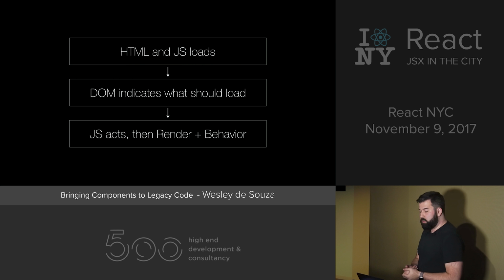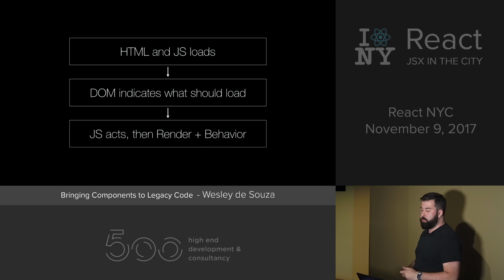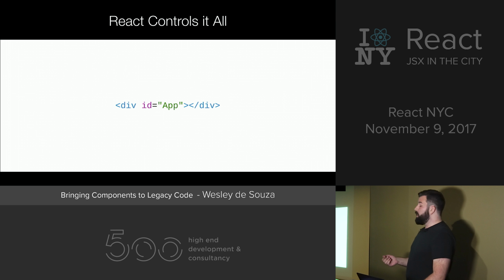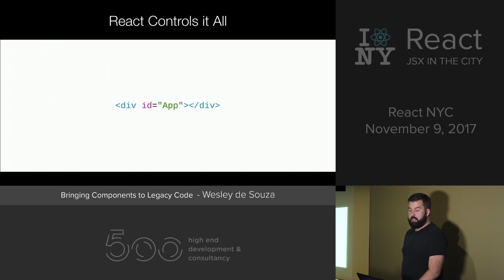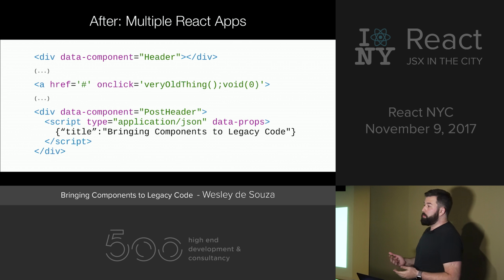How does it look? The HTML and JavaScript load the same way, but the DOM indicates whatever needs to exist from React there, or any other framework that you're implementing. Then JavaScript acts on top of those requirements that it sees and renders and adds behavior. An example using React: before, React is controlling everything, and afterwards you can have multiple things running at the same time, especially multiple React applications.